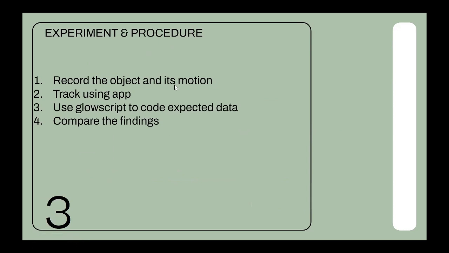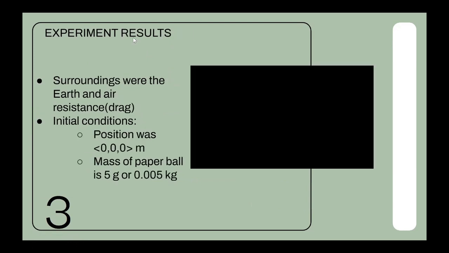So the experiment itself was actually recording an object in its motion. Then we track using that app, like I said, and then we're later going to use GlowScript to code expected data and results, and then compare those findings. So this is just an introduction to the experiment itself.